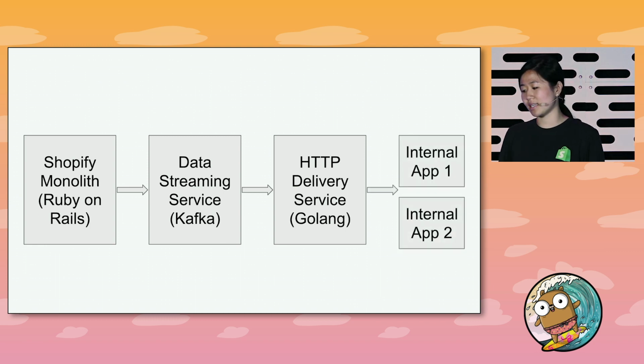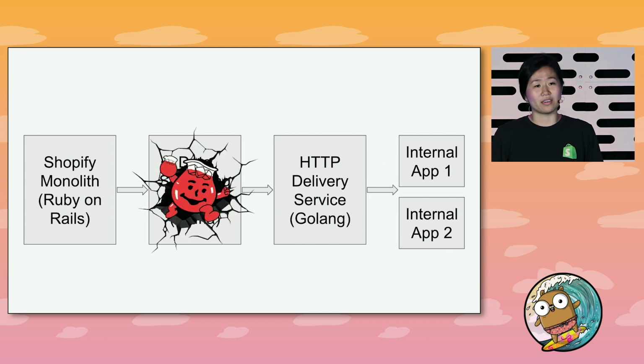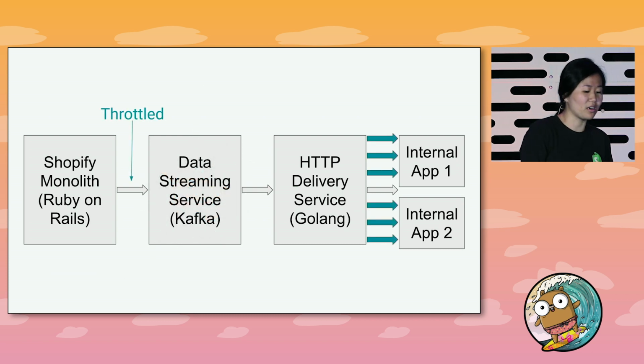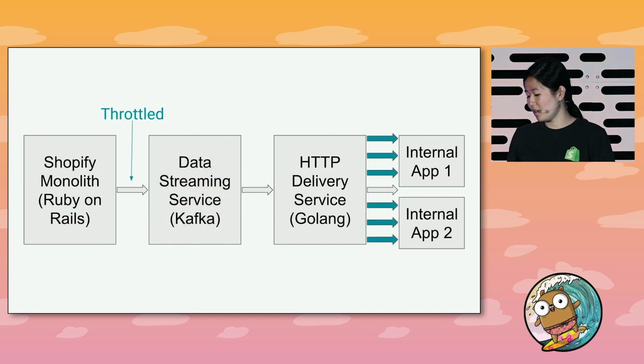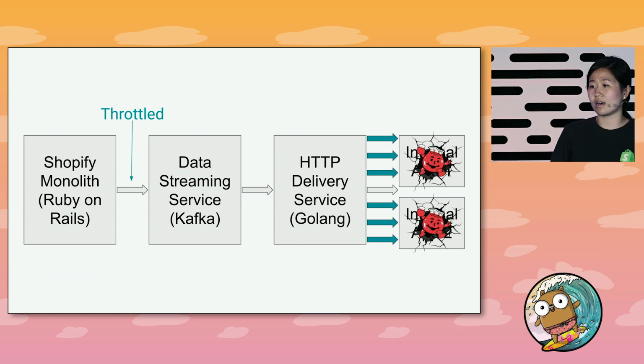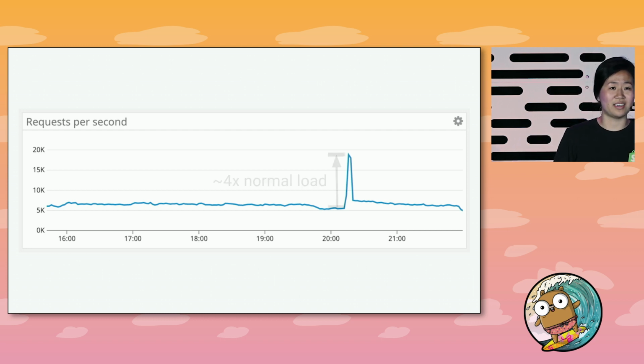While we were testing, Kafka went down. It went down for half an hour. And then when it went back up, it sent half an hour worth of requests to our HTTP delivery service. And the HTTP delivery service literally just dumped it all into the internal apps, causing them to go down. How bad was it? This is the request rate that we sent. When Kafka went back up, it sent 4 times the normal load.